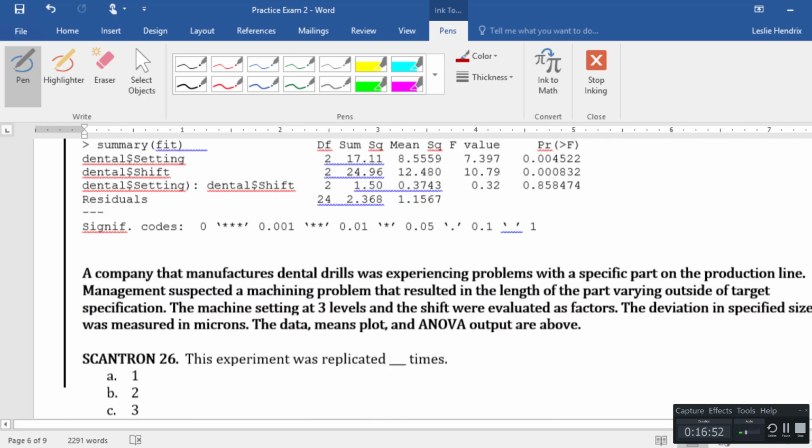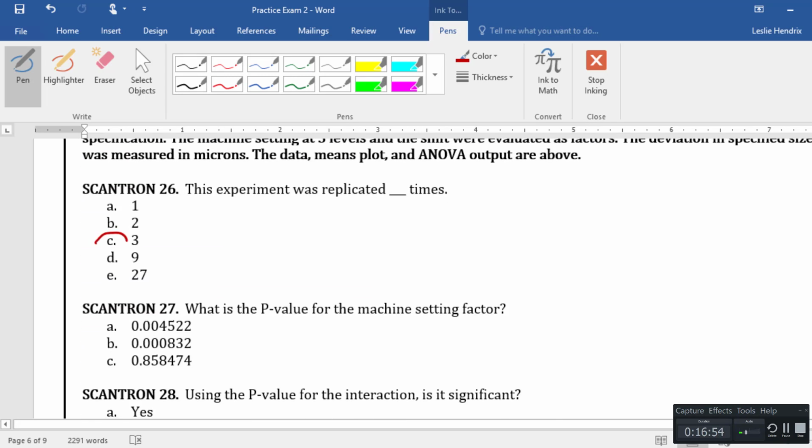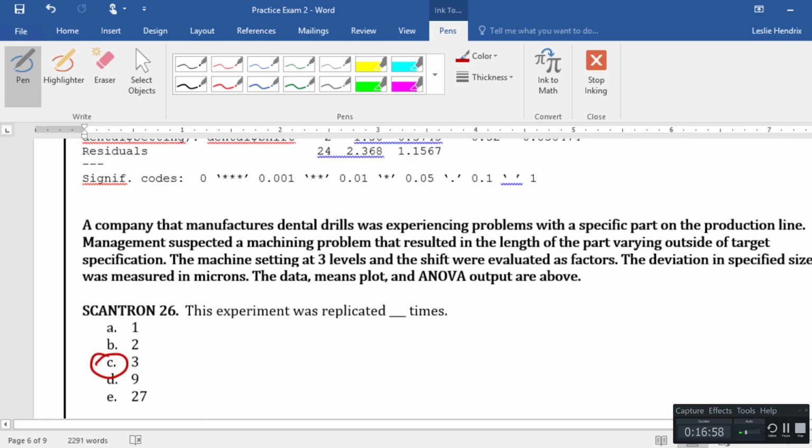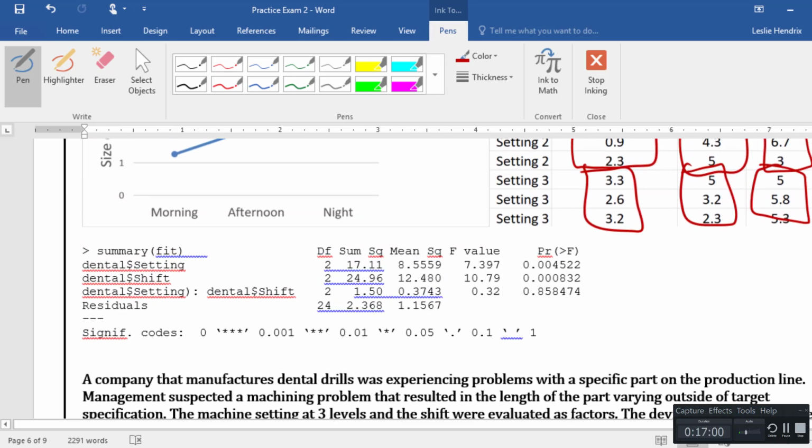All right. And then what's the p-value for the machine setting factor? What I'm checking for here is to make sure that you know how to read ANOVA output. This is the row for my setting factor. That's the row for the shift factor. And this is the row for the interaction between setting and shift. So my p-value there is 0.004522.